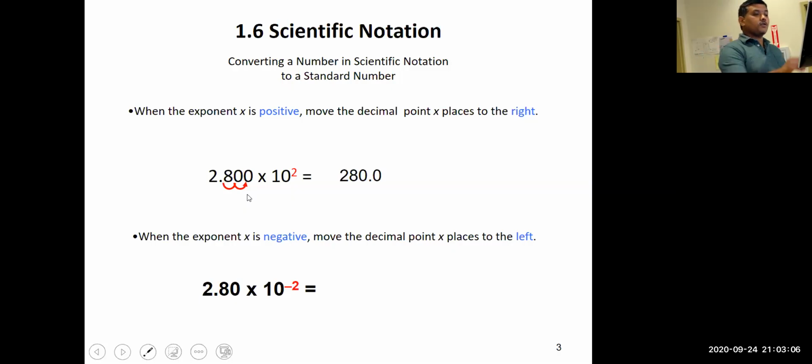Awesome. So if you have a negative exponent, you achieved this negative exponent to get a number between 2 and 8 because that number is smaller. So to make that number smaller, again, you need to move the decimal place to the left side of that number. So it should look like 0.0280. So that's all you need to know about scientific notation.